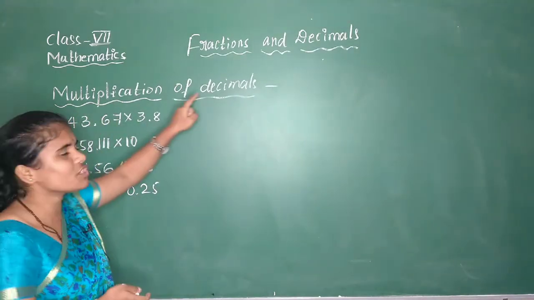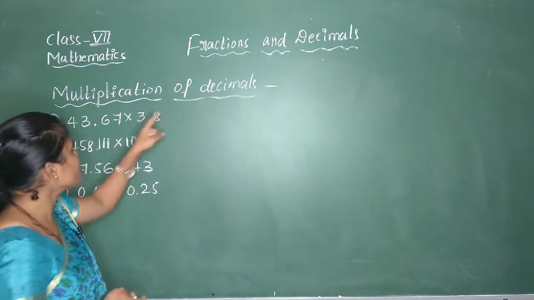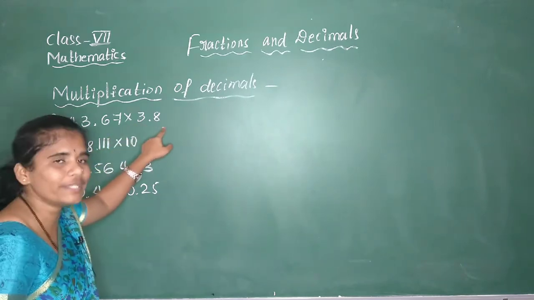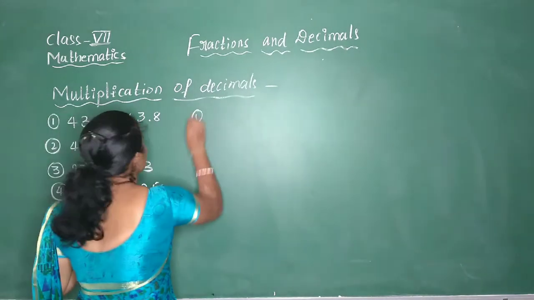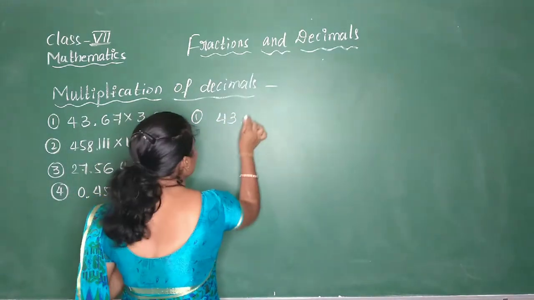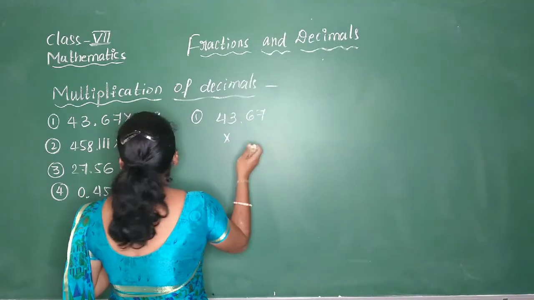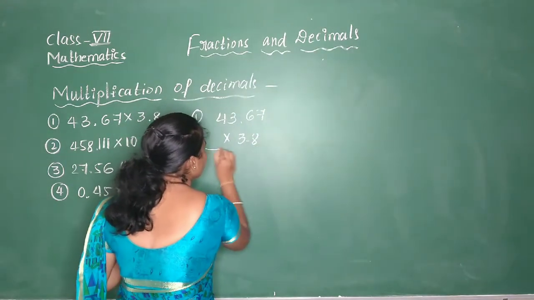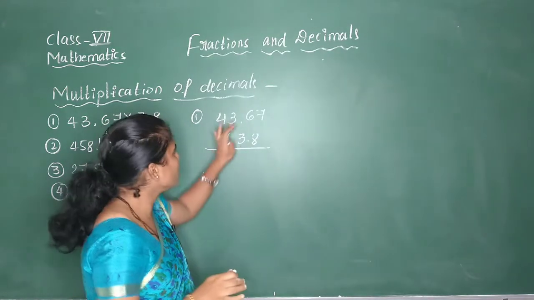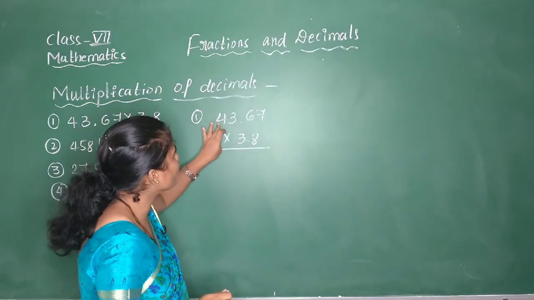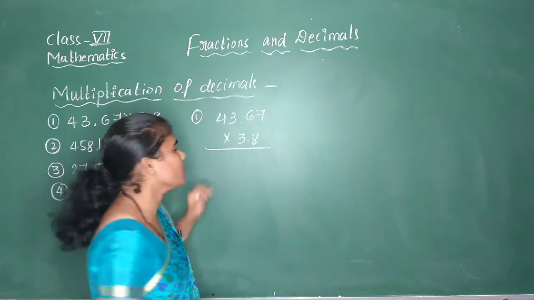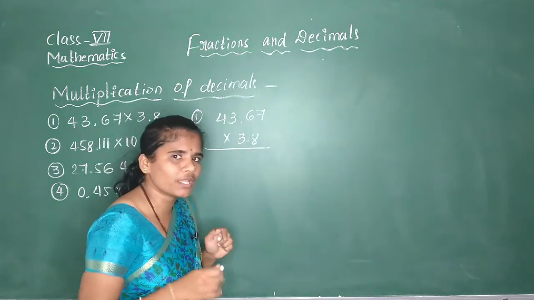See the first multiplication of decimals. The first problem is 43.67 into 3.8. Here ignore the point, means neglect it, leave the points first. First you multiply 4367 into 38. Multiply those two, and at last we can put a point.